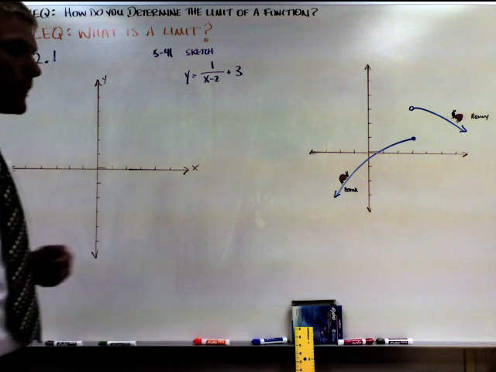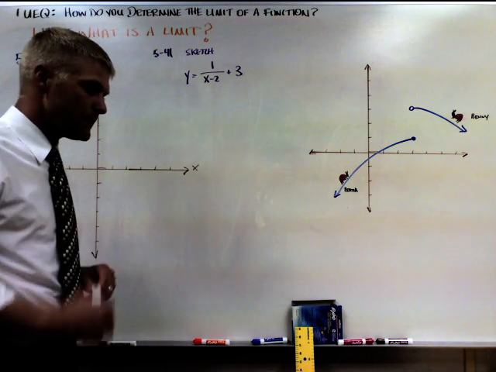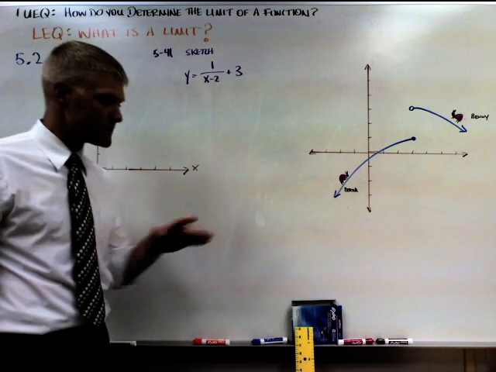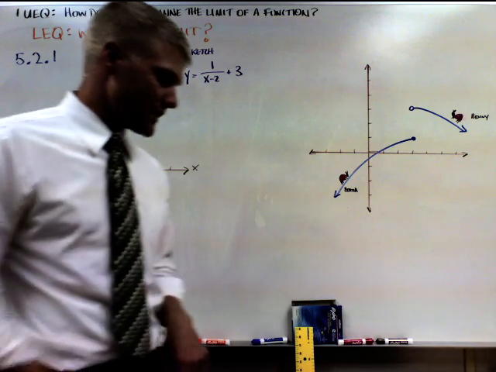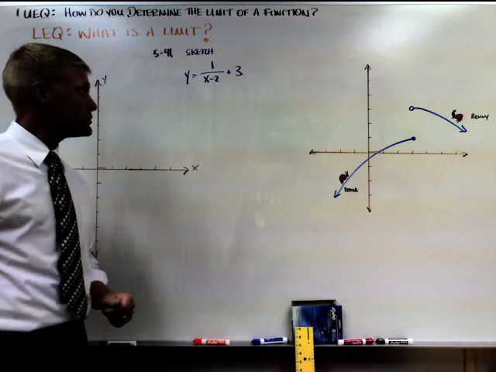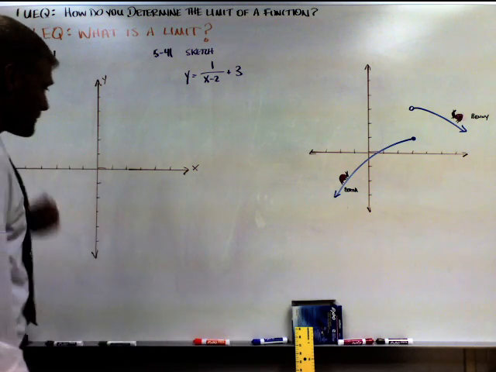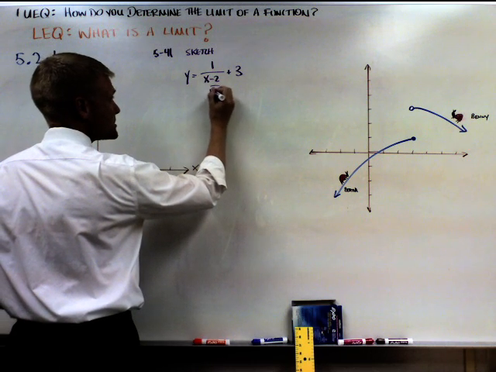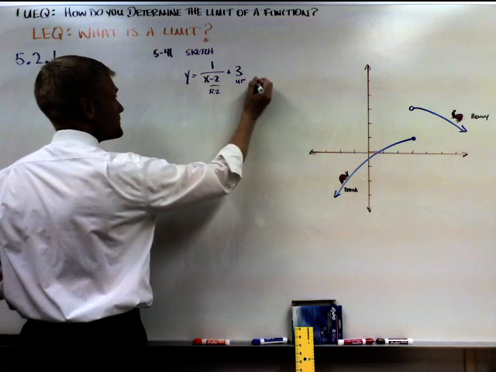So if you want to turn to 5-41 in your book, and if you need to take time to go ahead and set up yourself a coordinate plane, push pause and do so. Otherwise, we're going to sketch the graph f of x equals 1 over x minus 2, plus 3. So remember back in Algebra 2 we did this. Here we go. We're talking about a right shift of 2 and an up shift of 3.